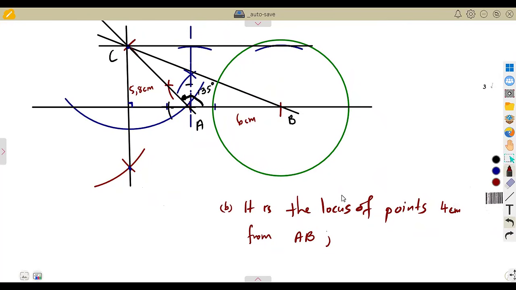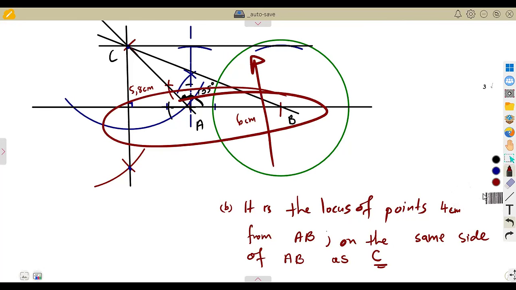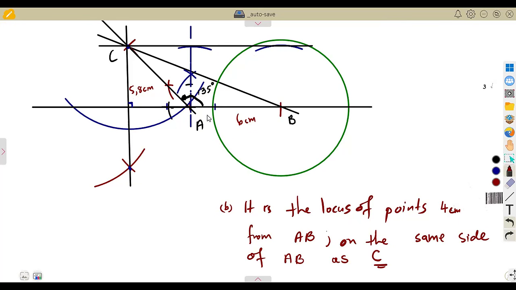So, eraser. On the same side of AB, as you now specify where the parallel line is. Locus of points, 4 centimeters from AB, on the same side of AB as C. That is where our line parallel to AB is.